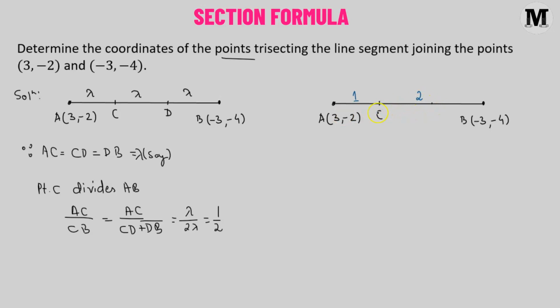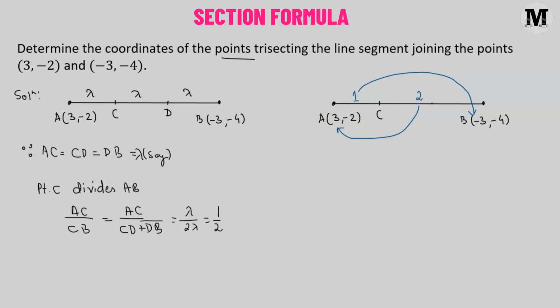Now that we have the ratio in which C divides the line AB, we can easily obtain its coordinates by using the section formula. Here C, as evident from the diagram, is dividing AB internally. So what we'll have to do is take 1 and multiply it with B, and use 2 and multiply it with A.